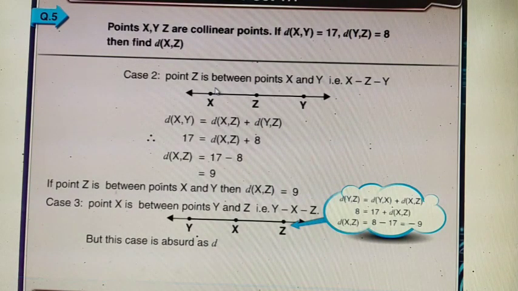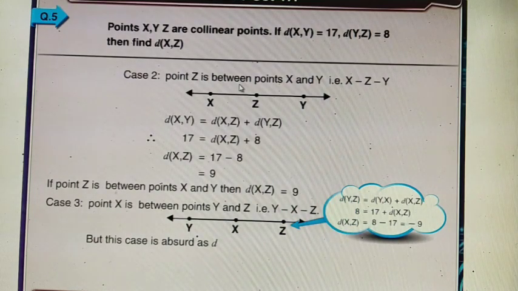Case 2. Point Z is between point X and Y, that is XZY. You can see the figure. Distance XY is equal to distance XZ plus distance ZY. Distance XY is 17, which is equal to distance of XZ plus 8. Distance of XZ is equal to 17 minus 8, which is equal to 9. If point Z is between X and Y, then distance of XZ is equal to 9.